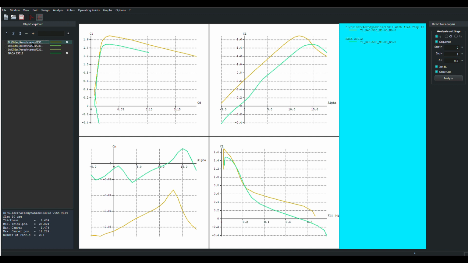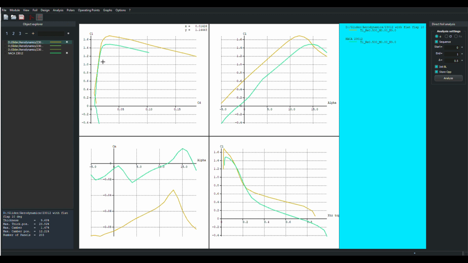This has the 10-degree deflection. So this is the difference in performance with the 10-degree deflection. Of course, we have a much higher CL that we're generating with that airfoil with a flat plate deflected 10 degrees, but not that much more drag. The peak drag went from back in here to just over here.